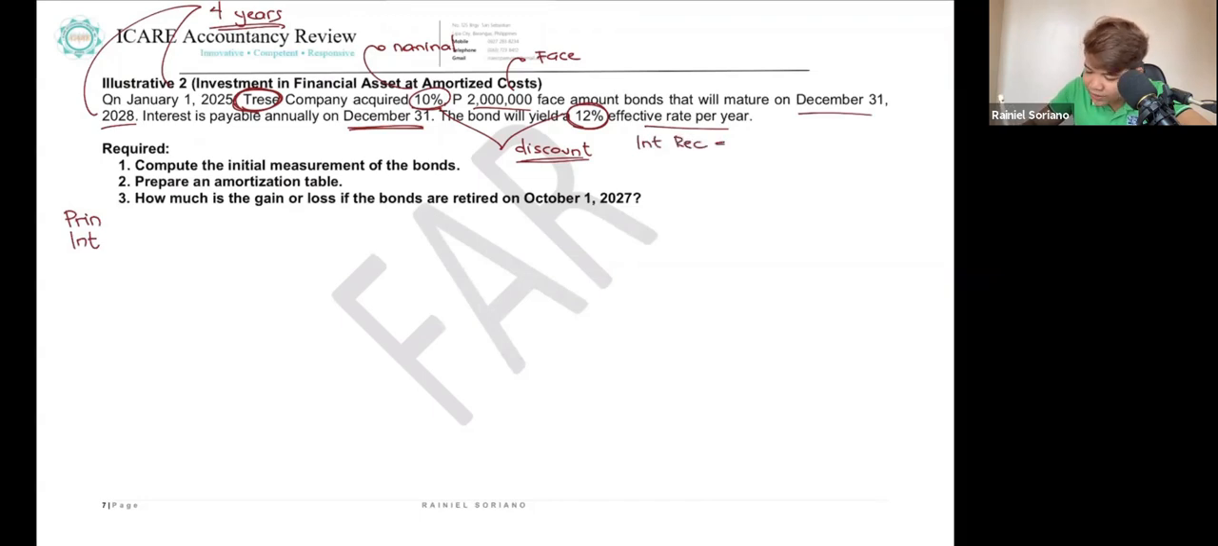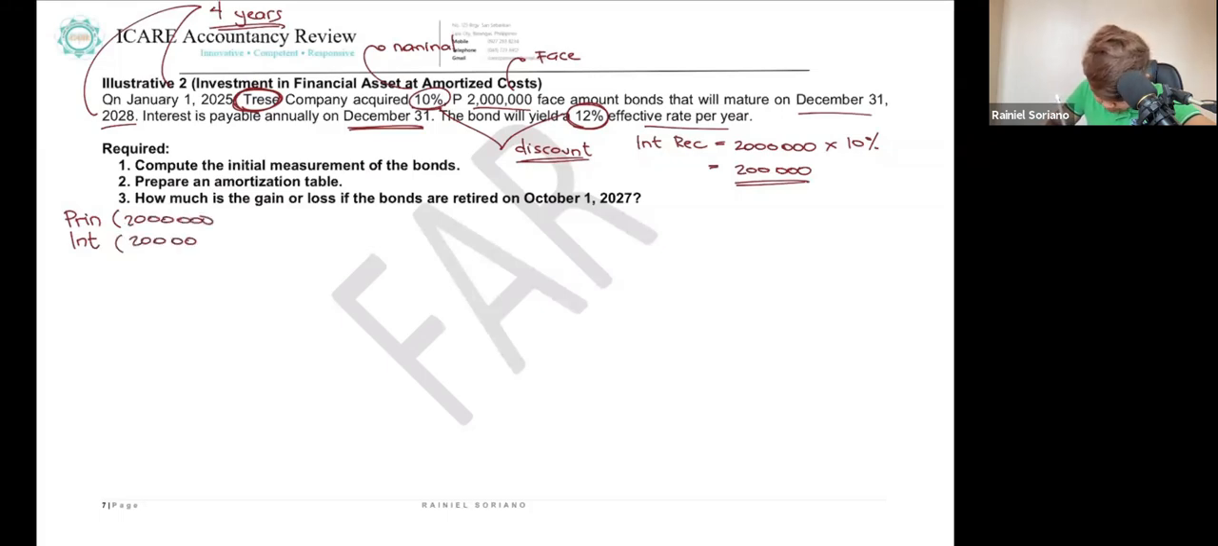Okay? So here, compute muna natin magkano yung interest received. So interest received, once again, is equal to the phased amount, which is equal to 2 million, times the nominal rate, which is equal to 10%. So 2 million times 10% is actually equal to 200,000 pesos. Okay? So principal is equal to 2 million pesos, while interest, on the other hand, is equal to 200,000 pesos.